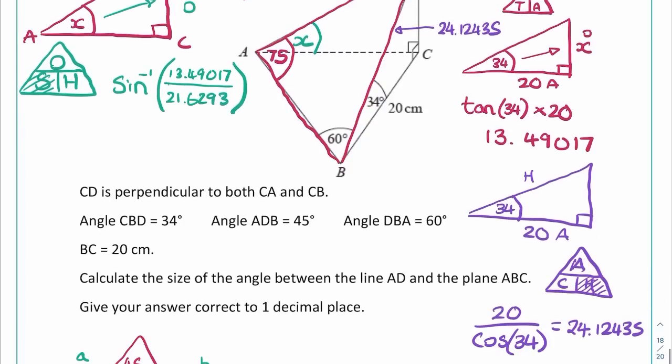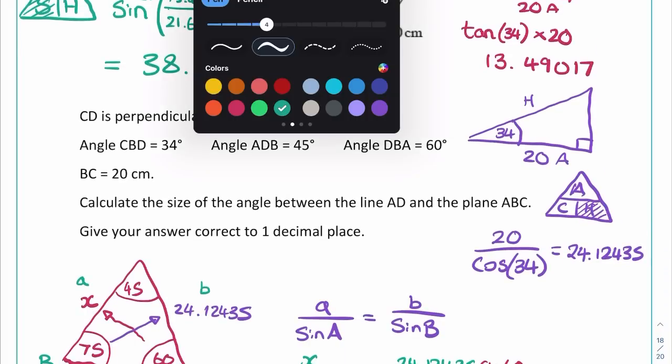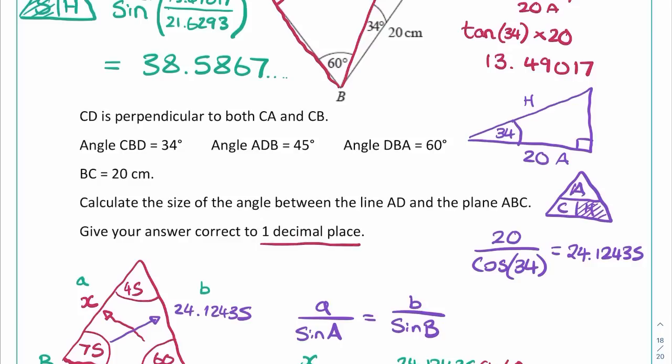My answer has come out as 38.5867. Some more decimals after that, but I'm not going to carry on because I know it only wants it to one decimal place, so chop it after the 5, and that would be 38.6, and it was an angle, so degrees. And there we go, there is your final answer, 38.6.